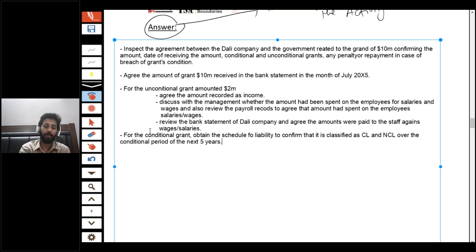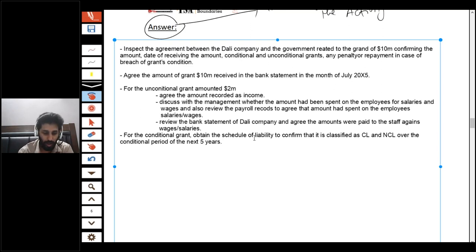Because it's the amount of 8 million, and if you can simply divide 8 upon 5, so the amount would be coming. If you wish, you can quote this thing. But simply, you are writing the procedure: obtain the schedule of liability to confirm it is classified as CL and NCL over the conditional period of the next 5 years.